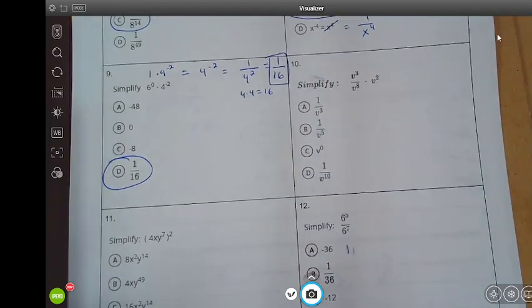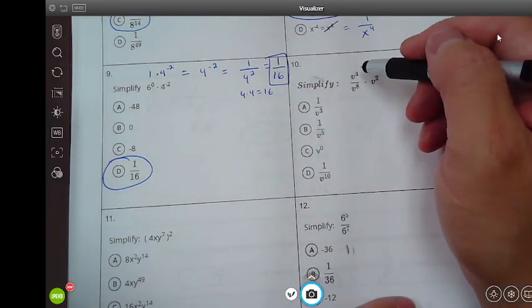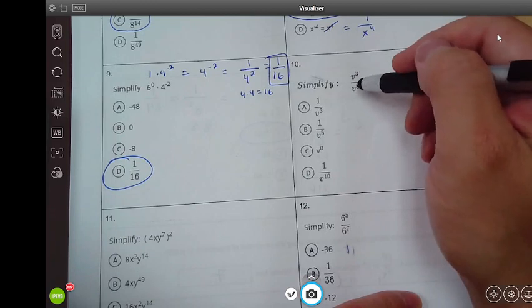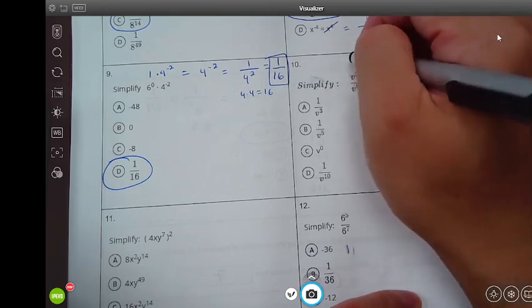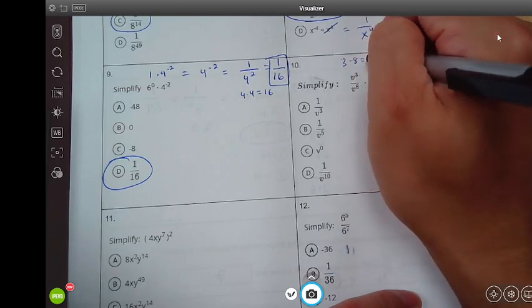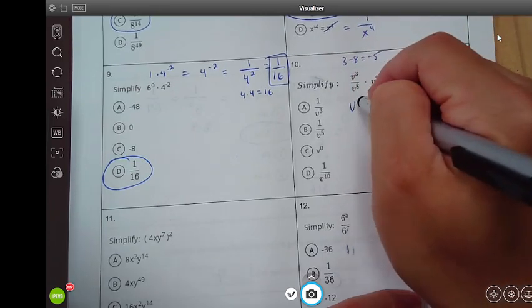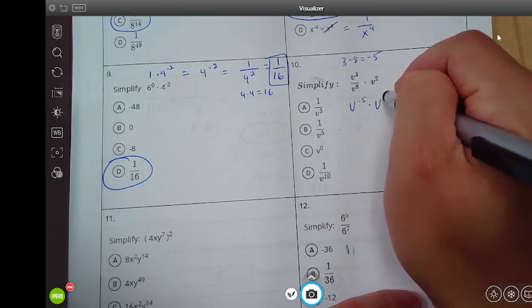All right, number 10. Let's go ahead and simplify this. First, I have a division here. So division, same base of v, I'm going to subtract 3 minus 8. 3 minus 8 is negative 5. So I have v to the negative 5 times v squared.